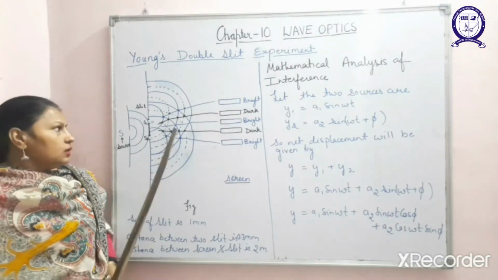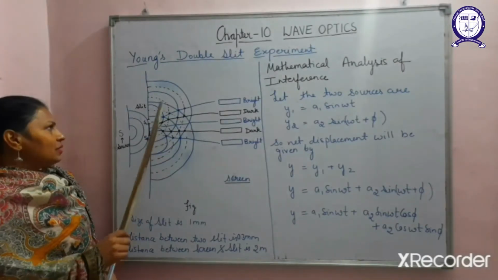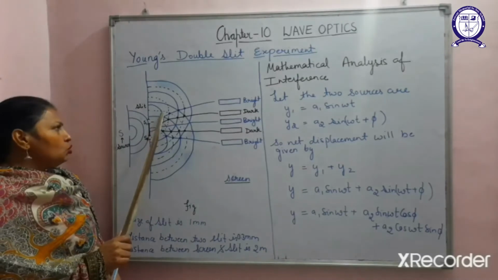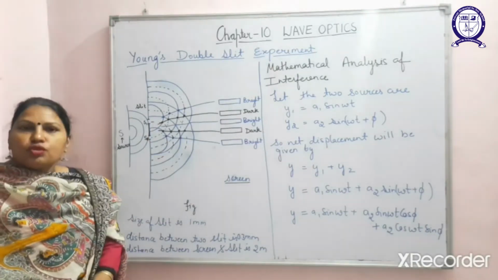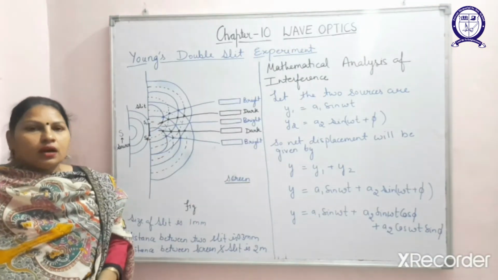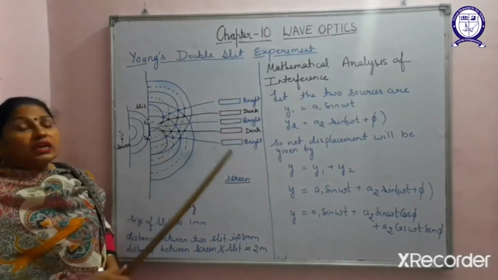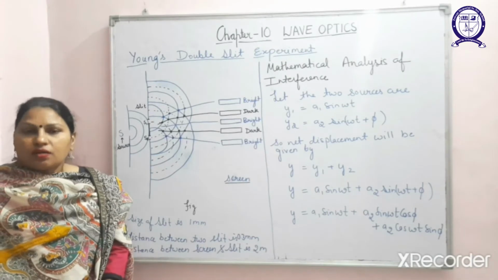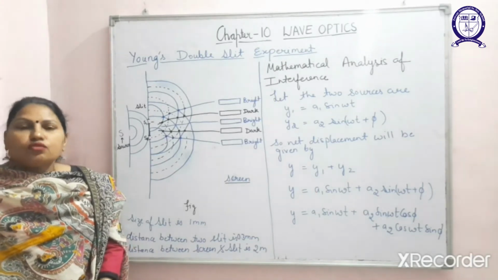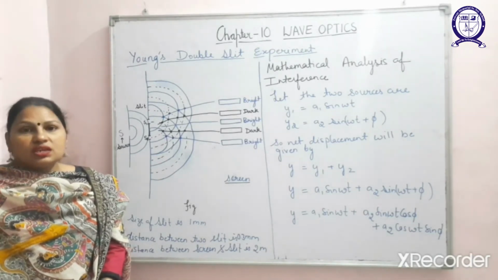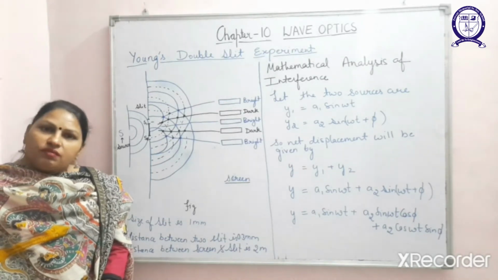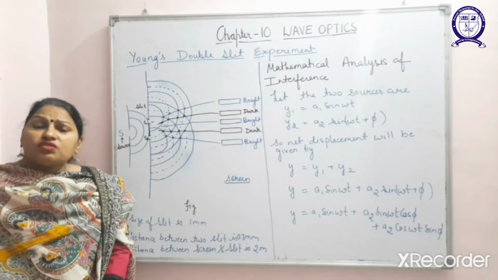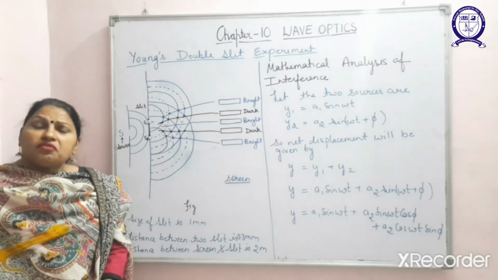Here you can see that the dotted line shows the crest condition and the solid blue line shows the trough condition. Sorry, take blue to be crest and the black dotted lines to be trough. So there are crest and trough conditions, and in the previous video we studied interference, and the constructive and destructive interference conditions.